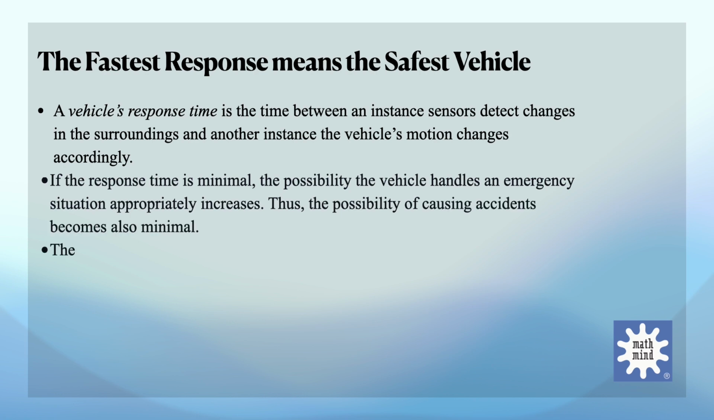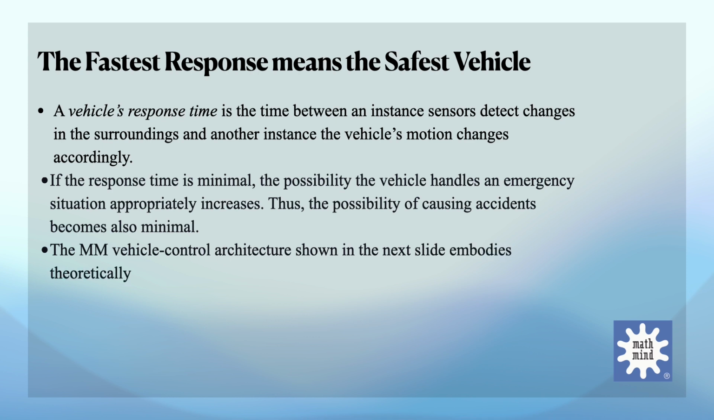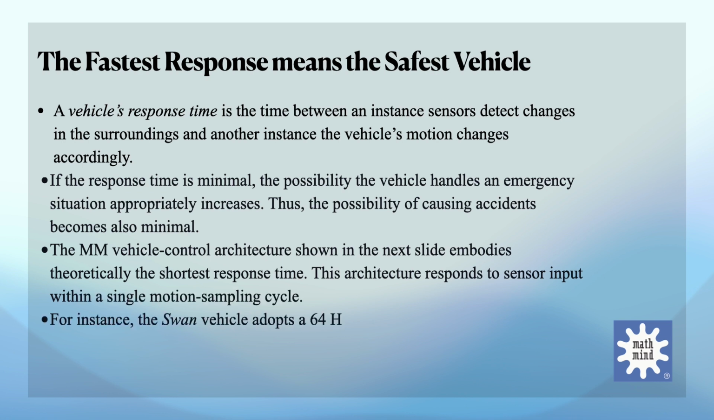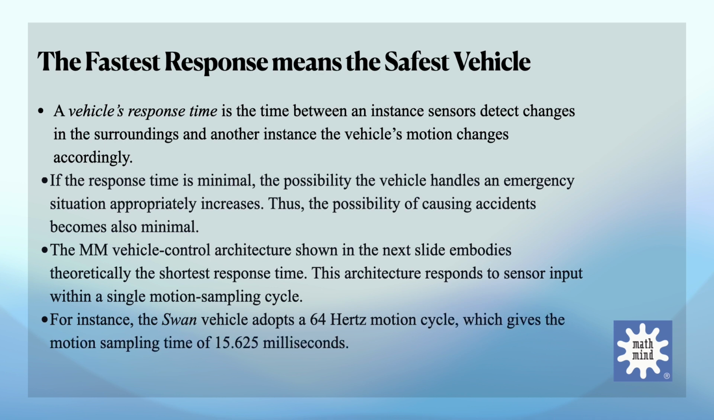The vehicle control architecture shown in the next slide embodies theoretically the shortest response time. This architecture responds to sensor input within a single motion sampling cycle. For instance, the Swan vehicle adopts a 64 Hz motion cycle, which gives the motion sampling time of 15.625 milliseconds.